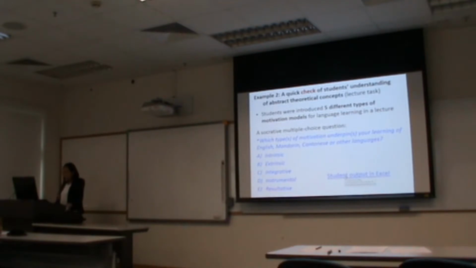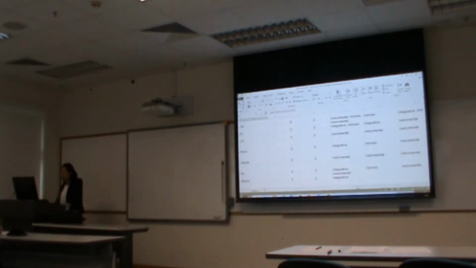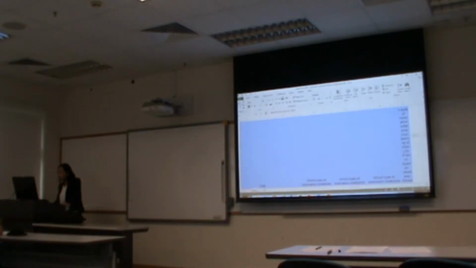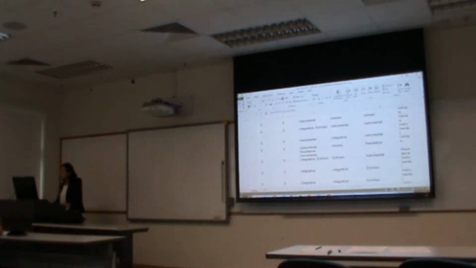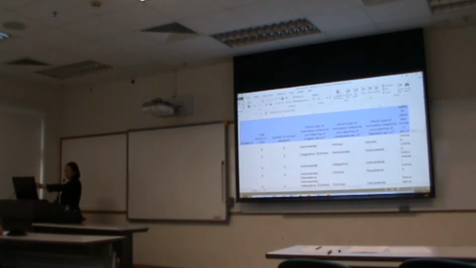Now I will show you the student output in Excel, which I received in the report. Okay, so this is the report I received in Excel. For example, this is the question: which type of motivation underpins your learning of English, L2, Cantonese, Mandarin, or other languages, Spanish, Japanese, and so on. Many of the students are learning different languages, right? Some is mother tongue, some are first language, some are second language, maybe another is third language, additional language, okay?